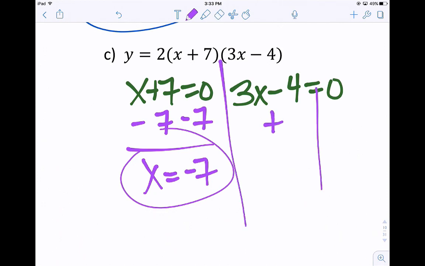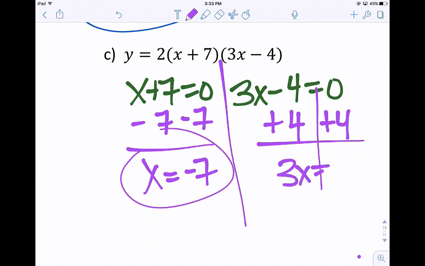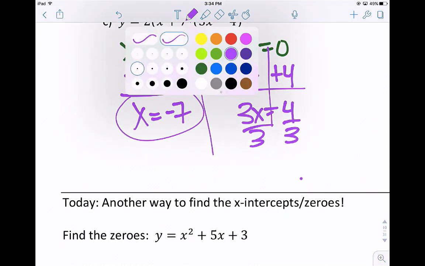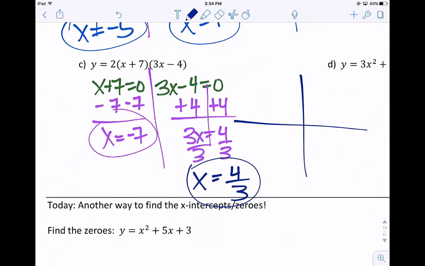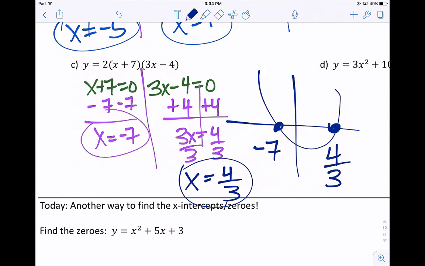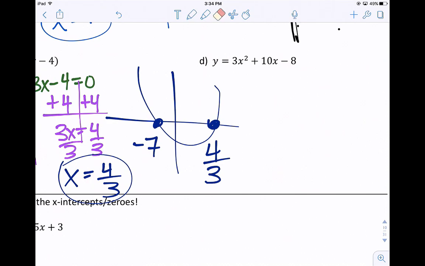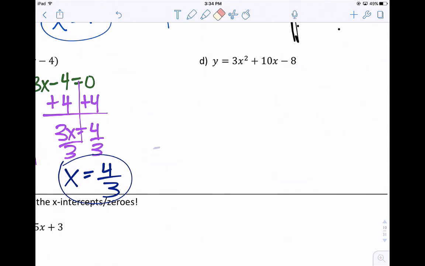All right, let's try the next one. We solve this. We'll add 4 to each side. So you get 3x equals 4. We'll divide by 3. And so the other zero would be at 4/3, which is 1.3 repeating. So again, if you were to graph this, one would be at negative 7, and one would be at 4/3. We're finding the zeros. Okay, and our last one, again, we'd need a box and circle to do this.